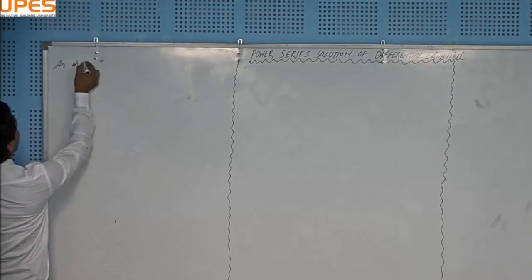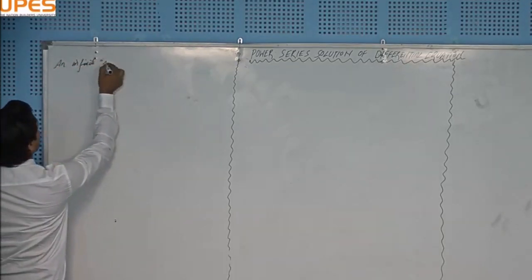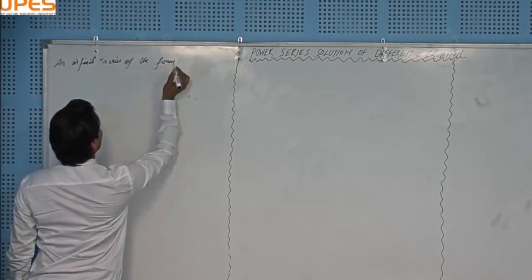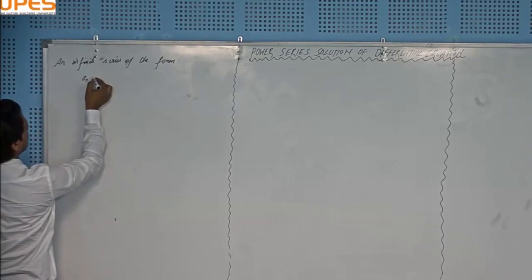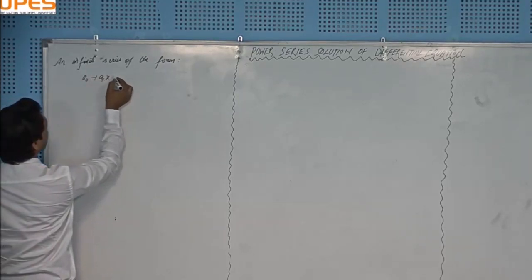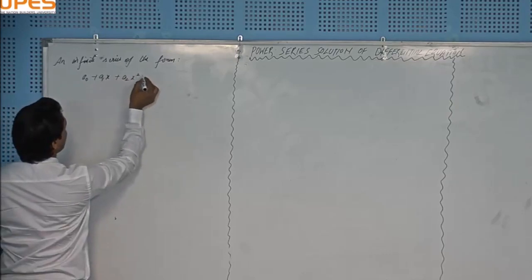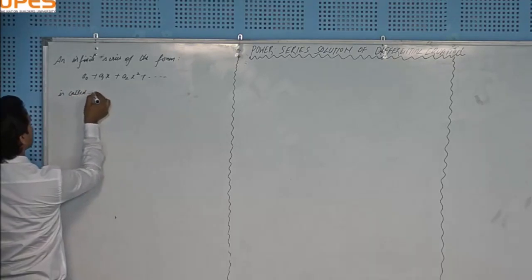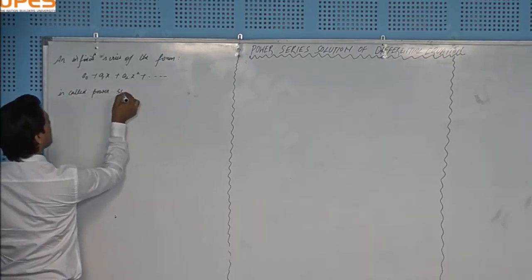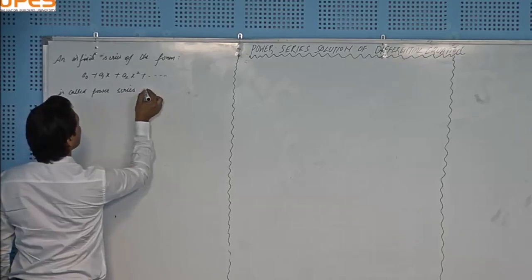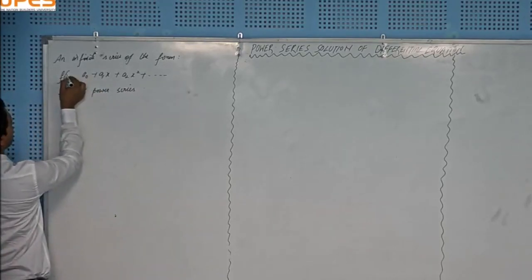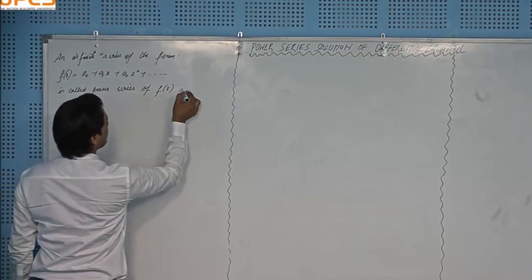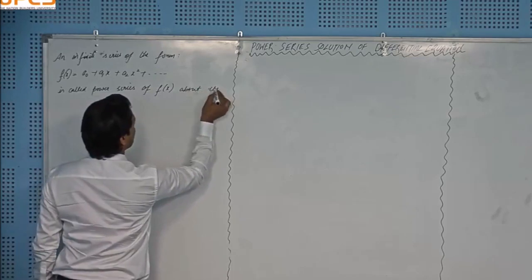So an infinite series of the form a0 plus a1x plus a2x square and so on is called power series of function fx about the origin, right?